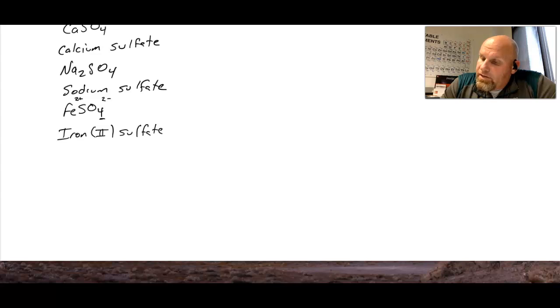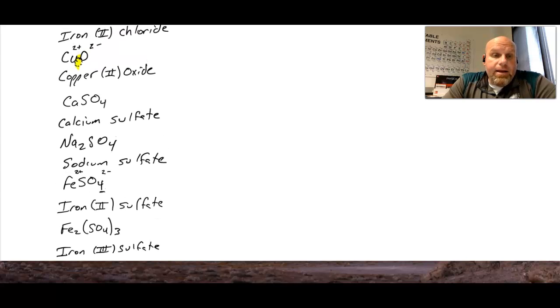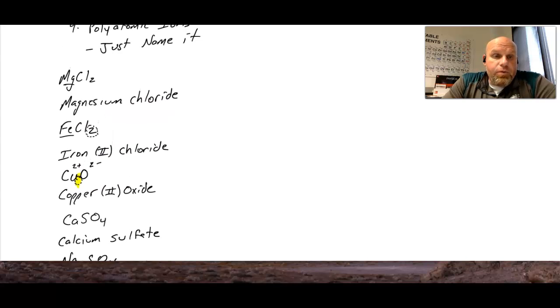Of course, I could have something like this. Okay, and that would be iron 3 sulfate. So those are the rules for naming an ionic compound and some examples there.